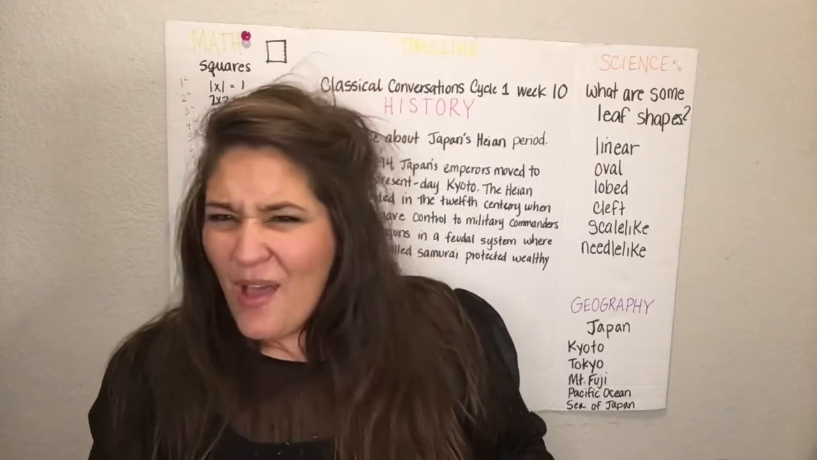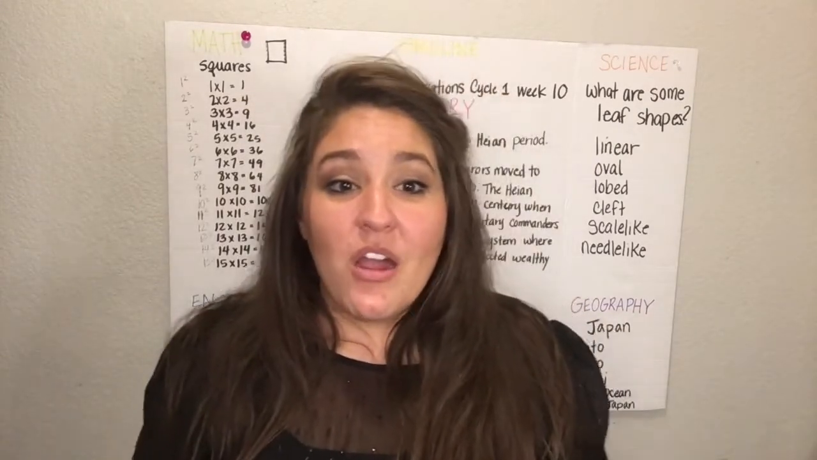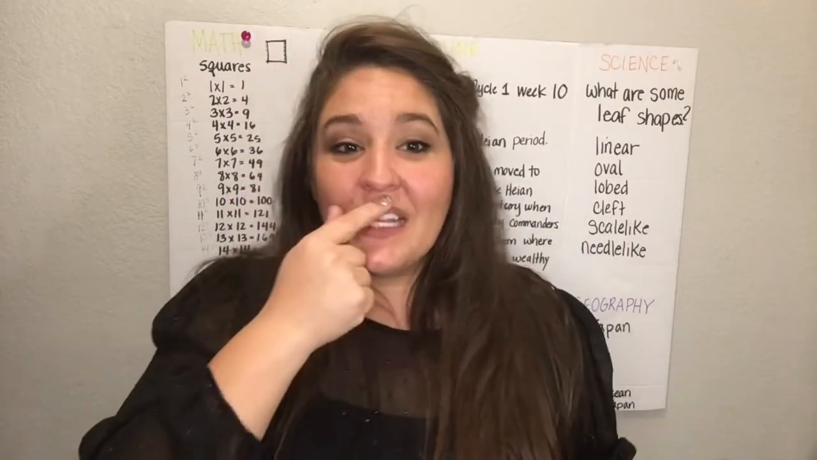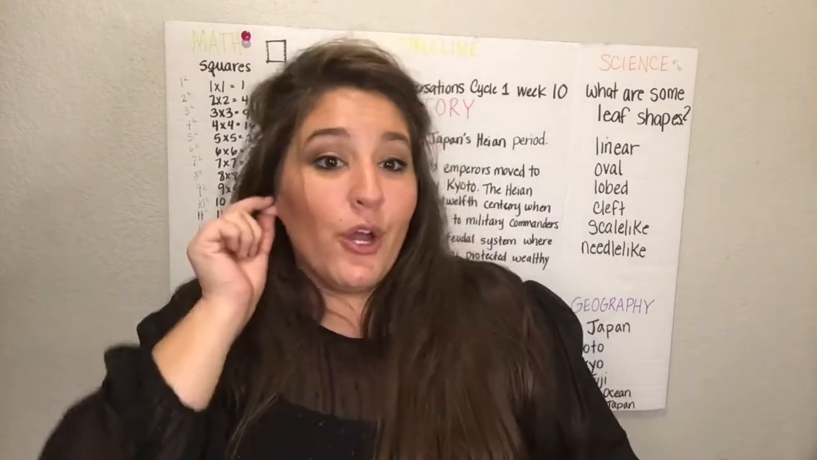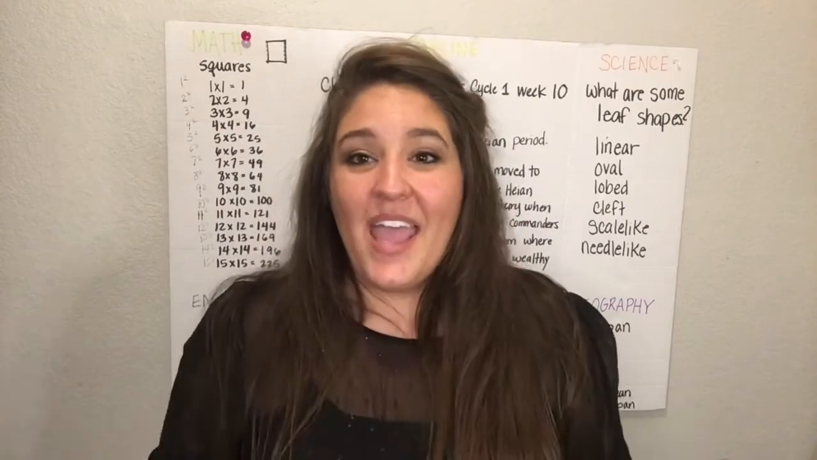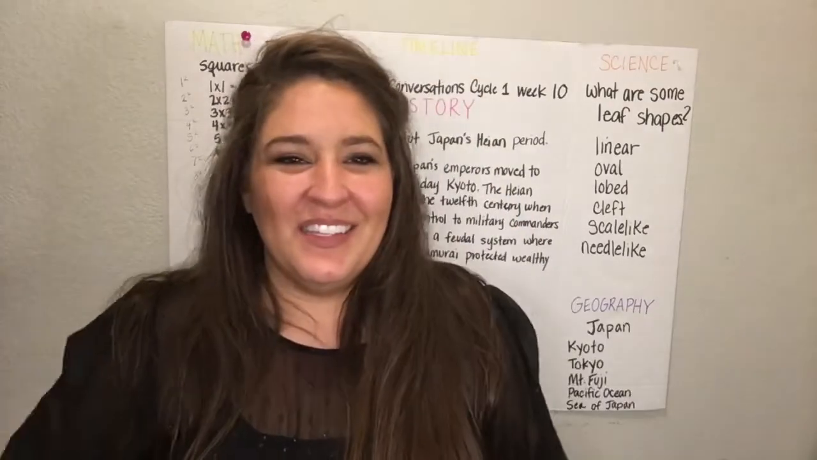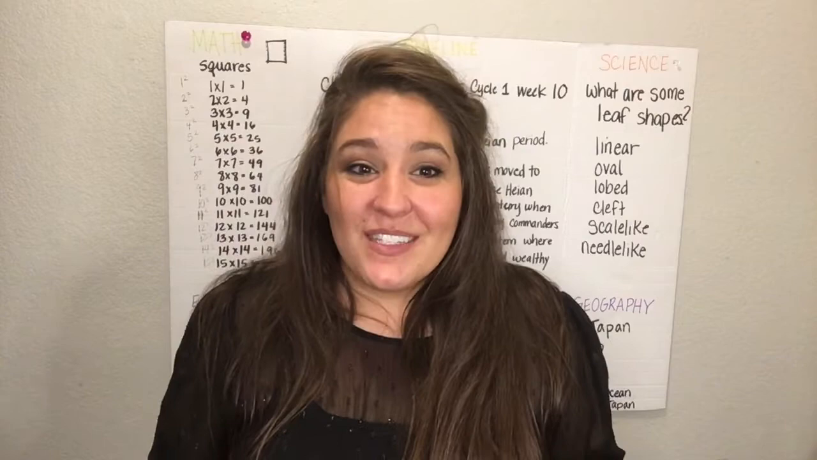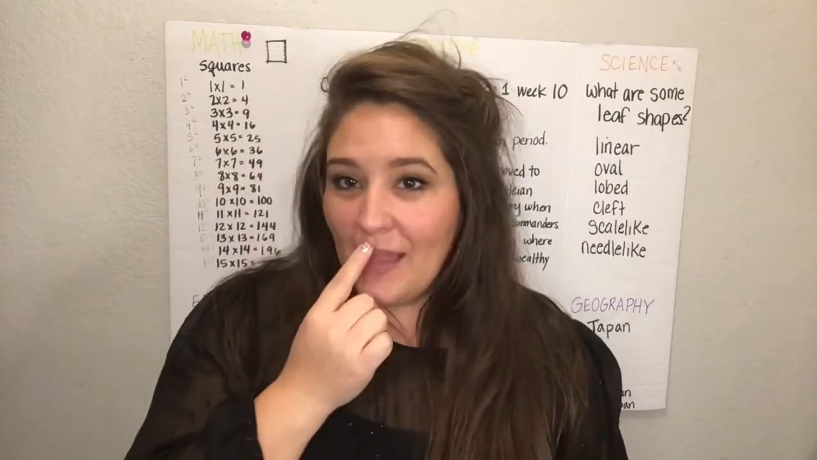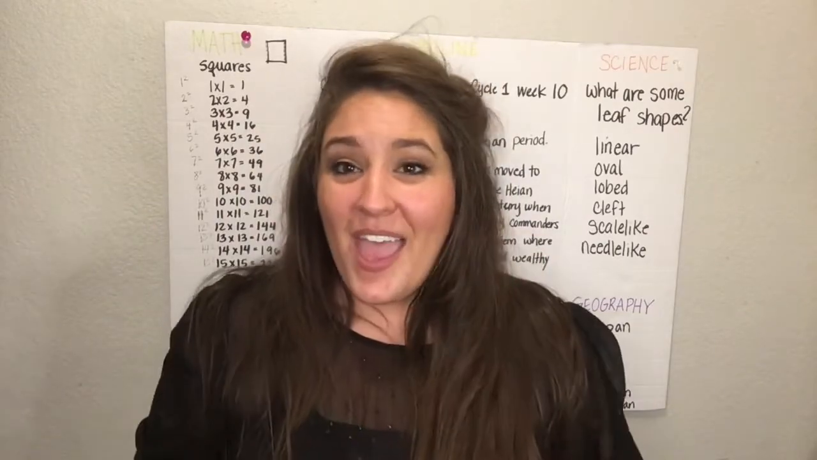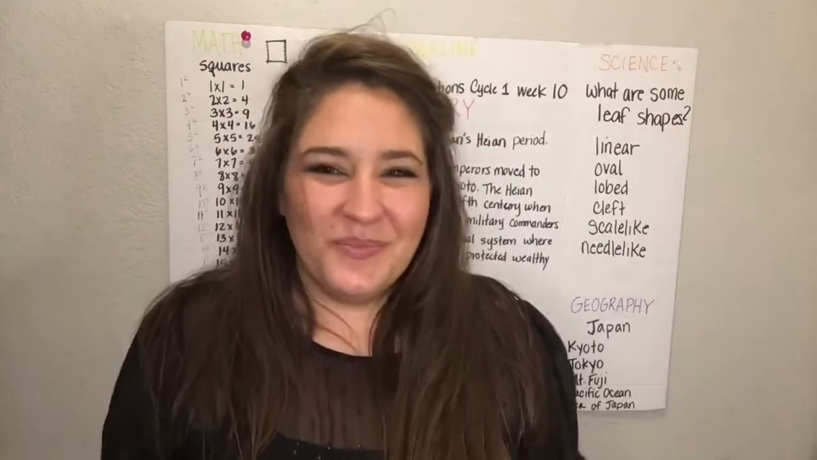Let's try it again. Ow! What are some leaf shapes? Linear, oval, lobed, cleft, scale-like, and needle-like. Ow! Last time. What are some leaf shapes? Linear, oval, lobed, cleft, scale-like, and needle-like. Ow! You got it.